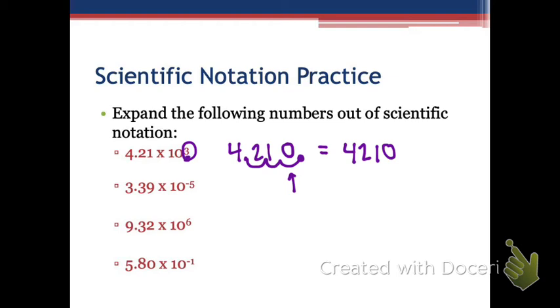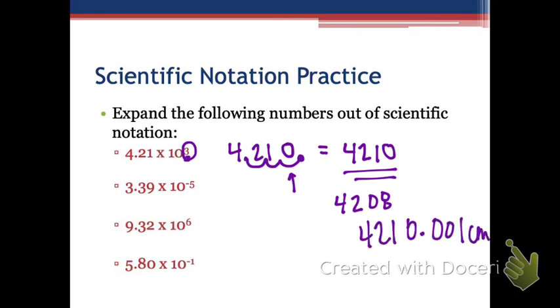Okay, so here's the issue with scientific notation: we don't know if this was our original measurement. Our original measurement could have been 4,208 and it got rounded up. Our original measurement could have been 4,210.001 centimeters, right? And we lost that precision of it. We don't really know, but that's the number we're trying to express based on that scientific notation there.